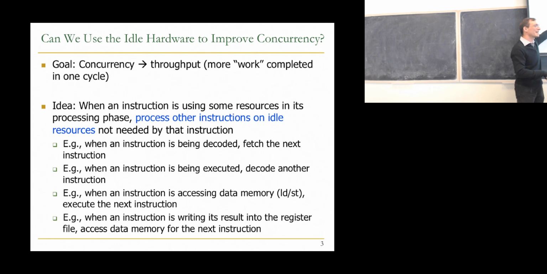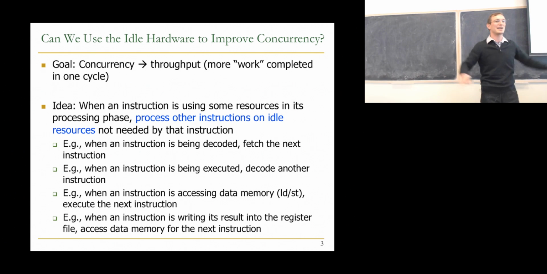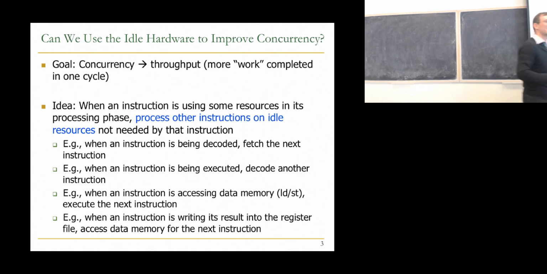So you can see that there's a pipeline now, right? Every processing phase is happening in the processor, except for different instructions. And the hope is that these are happening in different resources such that they do not conflict with each other at all. Now you're processing 5 instructions in parallel. One is being fetched, one is being decoded, one is being executed, one is accessing memory, and one is writing its results into the register file. Pretty powerful, right? As long as you have separate resources to do that, it's great. And most of the resources are actually separate in this data path.